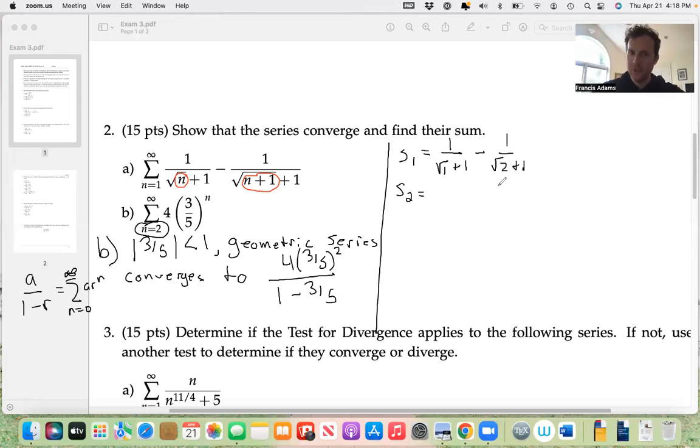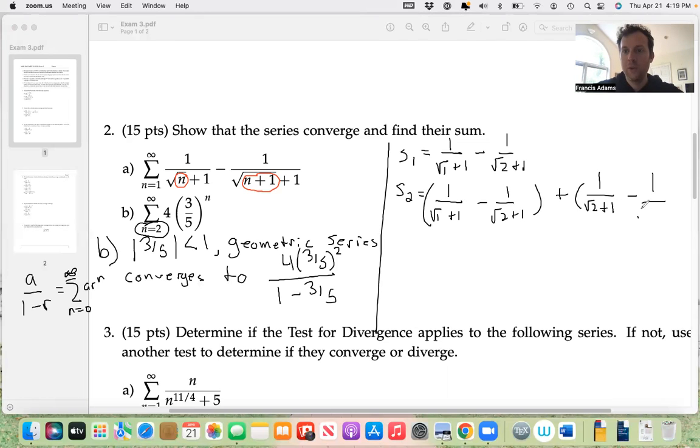And nothing happens in the first case, but if we go and add up the first 2 terms, we always get what we had before, but there's going to be something added on the end. So 1 over the square root of 1 plus 1 minus 1 over the square root of 2 plus 1. And then we put 2 in for these n's, and we get 1 over the square root of 2 plus 1 minus 1 over the square root of 3 plus 1. If we put 2 in, we get a 3 under the square root this time, plus 1.